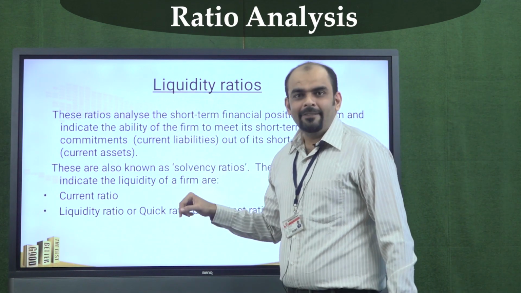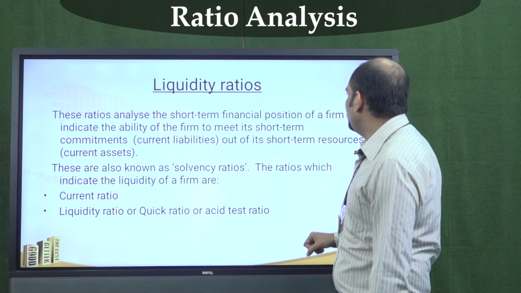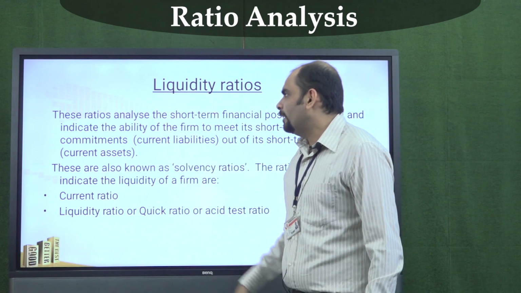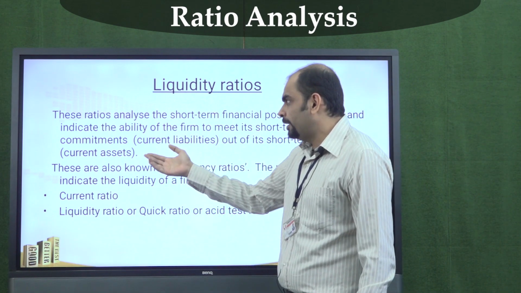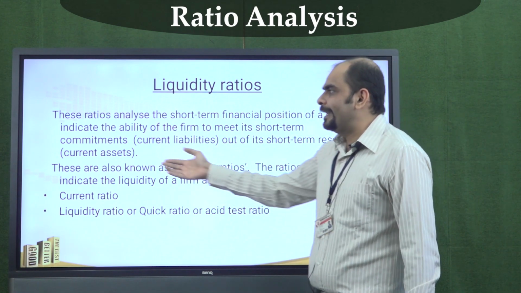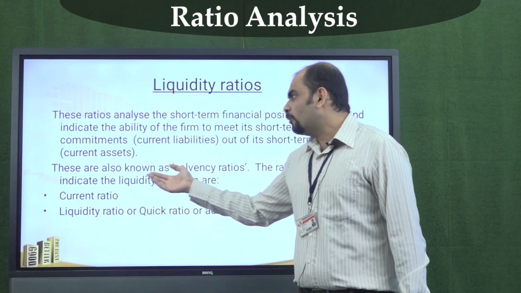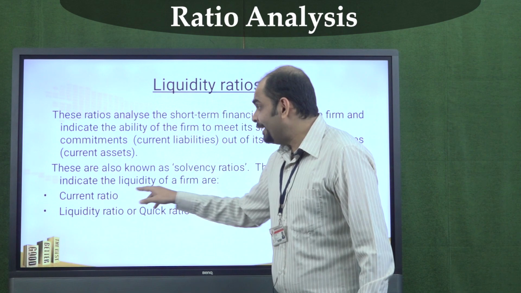So first we talk about liquidity ratio. These ratios analyze the short-term financial position of a firm and indicate the ability of the firm to meet its short-term commitments, that is the current liabilities, out of its short-term resources, that is the current assets. These are also known as solvency ratios, and the ratios that indicate the liquidity.